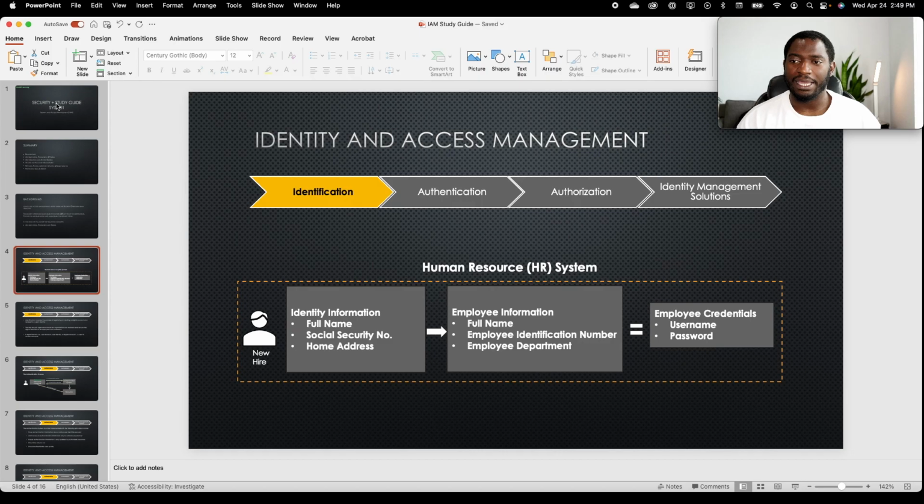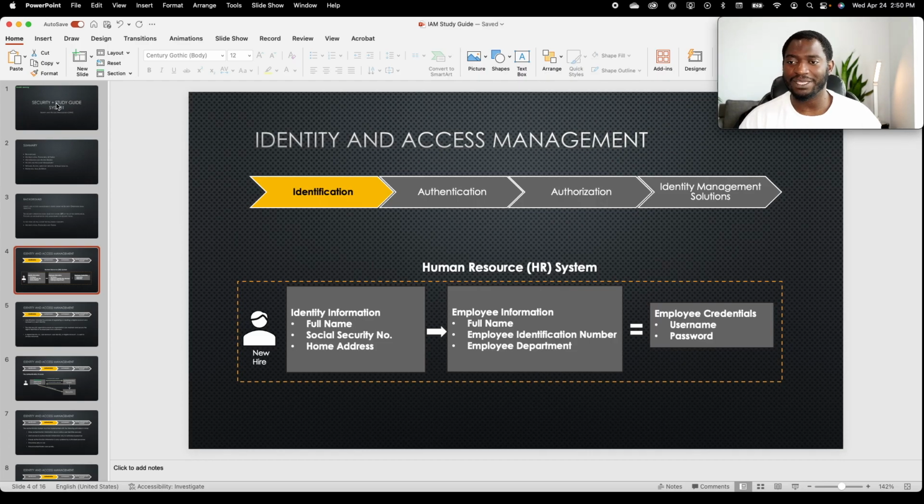So let's go back to the example I gave earlier. You just joined an organization or you joined a bank, I believe, as a new hire. How does identification play a role in this process? Well, it's very simple. The organization you just joined has an HR system of record. This is where all employees within the organization or information about all employees within the organization is stored.